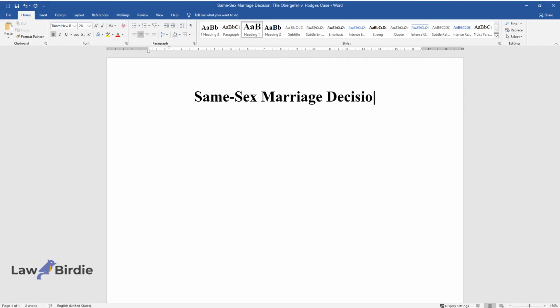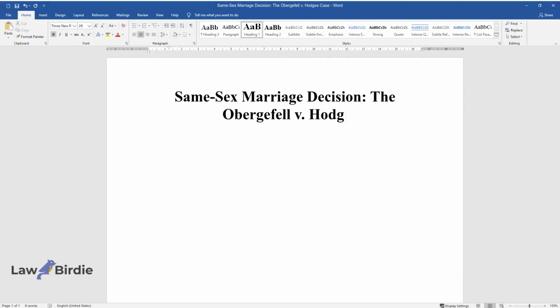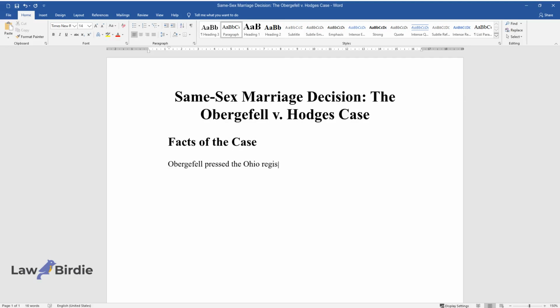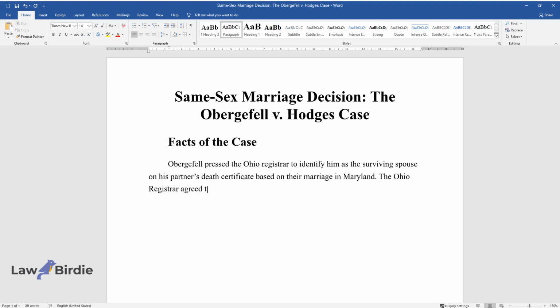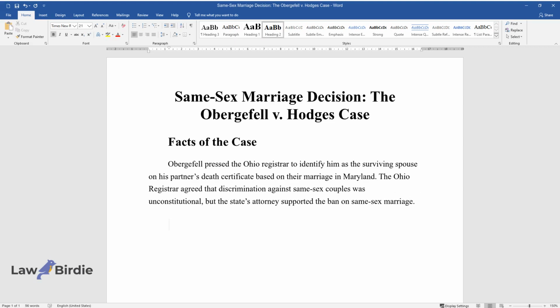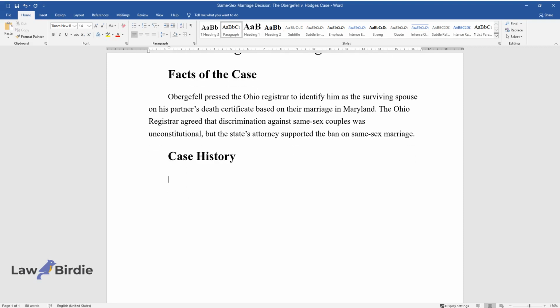Same-sex marriage decision, the Obergefell versus Hodges case. Facts of the case. Obergefell pressed the Ohio Registrar to identify him as the surviving spouse on his partner's death certificate based on their marriage in Maryland. The Ohio Registrar agreed that discrimination against same-sex couples was unconstitutional, but the state's attorney supported the ban on same-sex marriage.